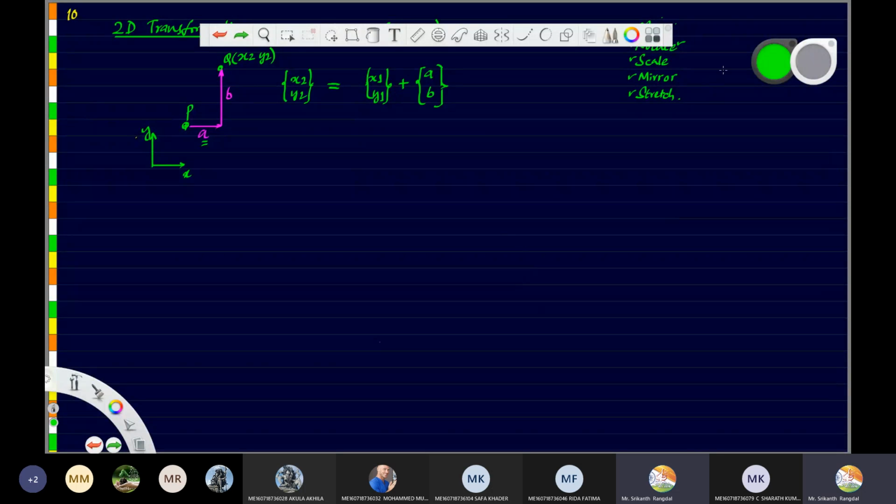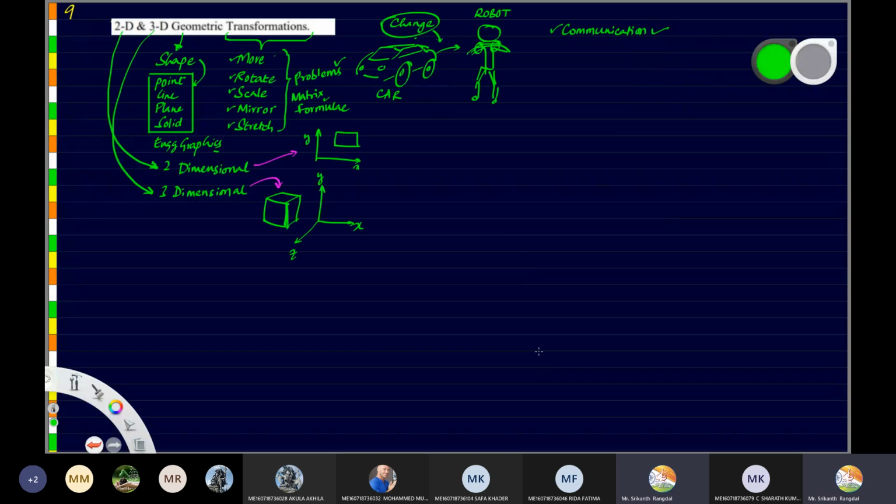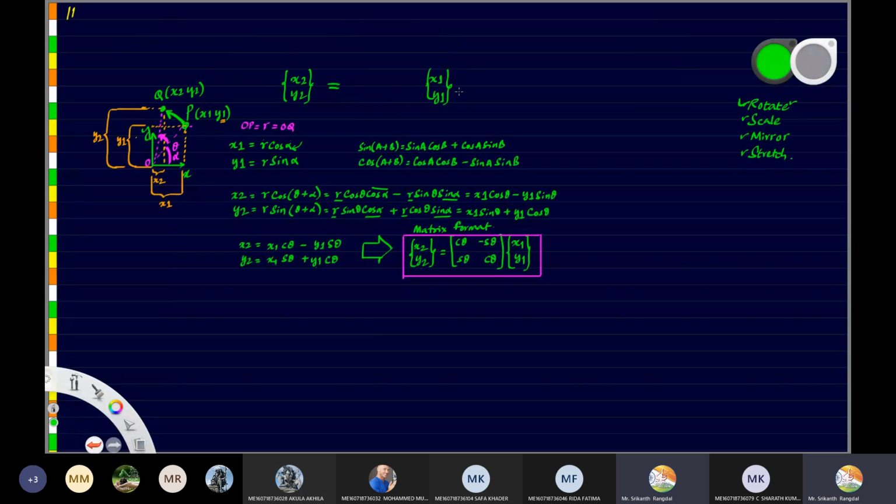Let me just rewind whatever we have discussed. We started our discussion here, 2D and 3D geometric transformations. We saw all the types of transformations. What are the different transformations? We have move, rotate, scale, mirror, stretch. All these we have to deal with in detail. We have to see the matrix formula for each of them, and that's what we proceeded to do. Here you can see the matrix formula for move. Here you can see the matrix formula for rotate.